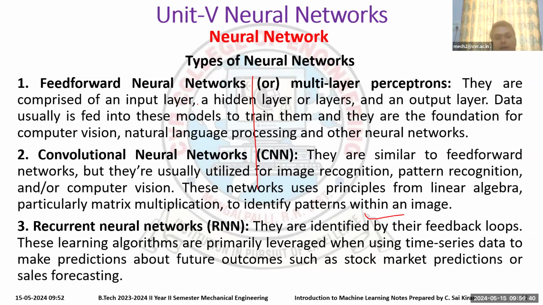This learning algorithm primarily leverages time series data to make predictions. For example, if you want to predict what the gold price will be in the coming year, it will look at the time series, the past history of the gold, and based on the time, it will predict the future outcomes. Example, stock market predictions. If the stock today is around 25 rupees, it will predict whether the stock will go above or come below. It is used for prediction, and because you have feedback, this feedback will measure the error and give the correct output.